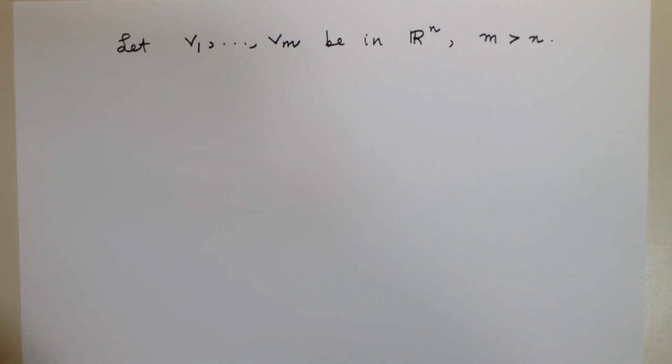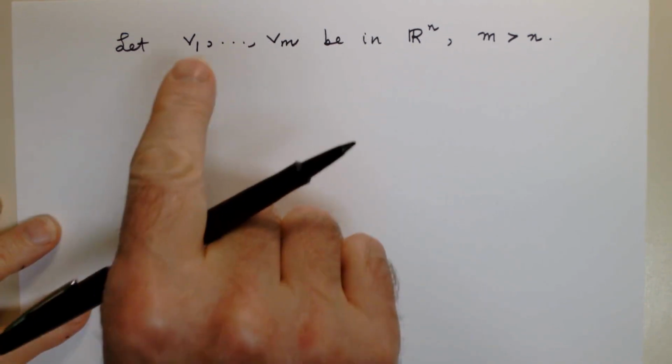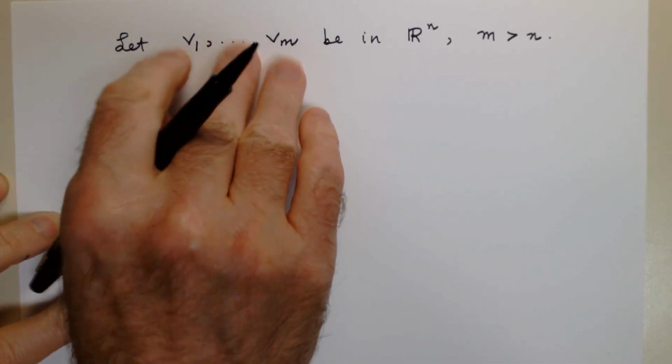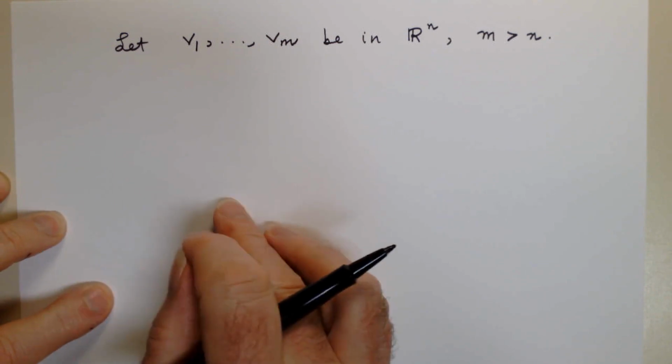Now, the previous theorem gives us the key, right? It says, if you want to test whether these vectors are independent or not, take those vectors and make them the rows of a matrix. So let's do that.